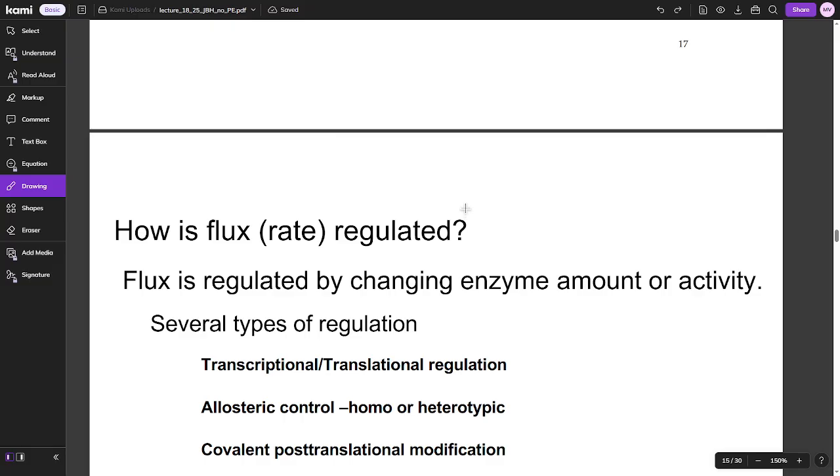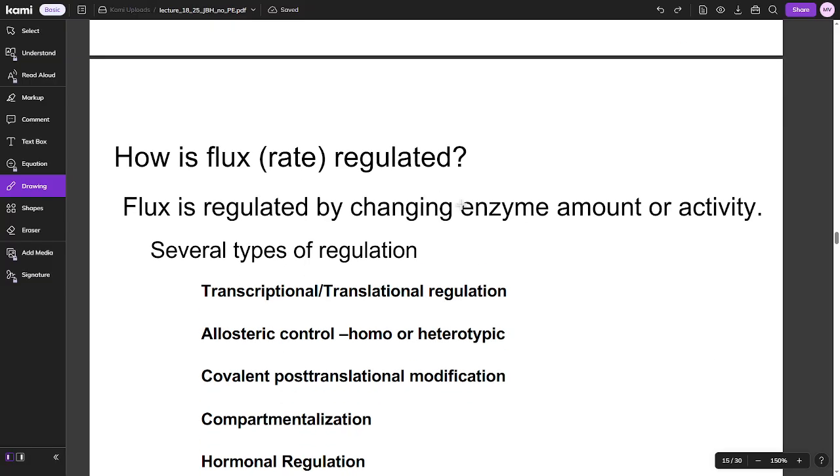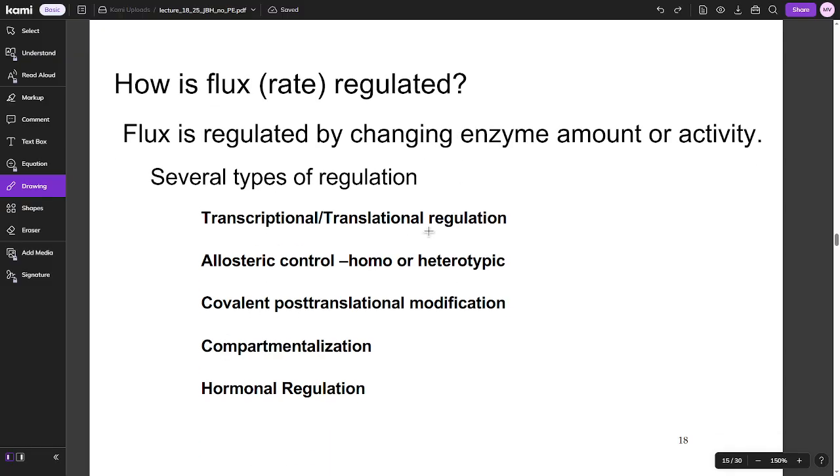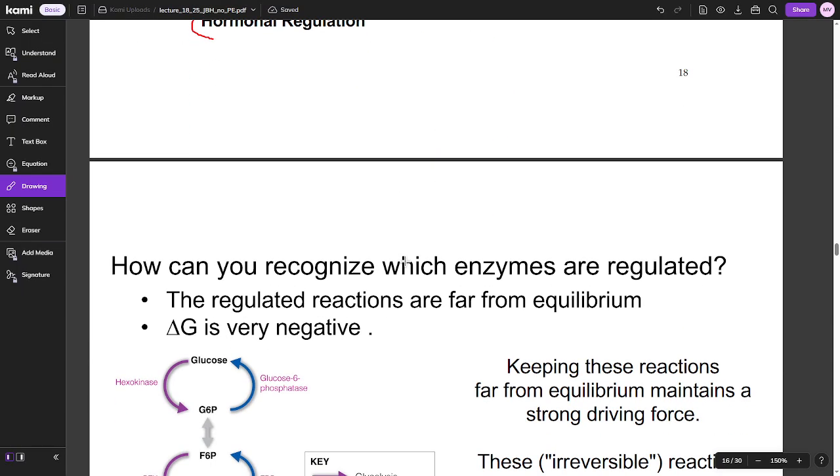So how do you regulate enzymes? There's a whole bunch of ways you can regulate enzymes, and here are some examples. Hormonal, which you'll cover with insulin and glucagon. You've got compartmentalization. You've got post-translational modifications like phosphorylating something, or allosteric control, like heterotropic or homotropic inhibitors. I think we've talked about that, or modifiers. Transcriptional and translational regulation: is a protein transcribed and translated, or is it not? There's a whole bunch of things you have to keep in mind for this.